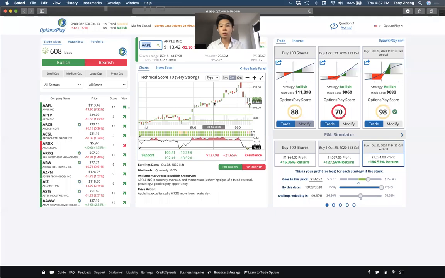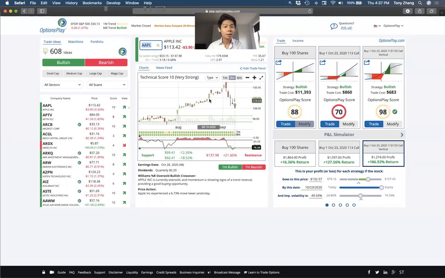Now, regardless of what your views are here for Apple, I want to take a look at this pretending, and again, this is purely for education and demonstration purposes. This is not an actual view that I have on Apple per se, but let's say you felt that the recent sell-off here in Apple was a great opportunity to get back into this stock, and you think it's going to rally back up to 135, 133, somewhere in that range back to its 52-week high.